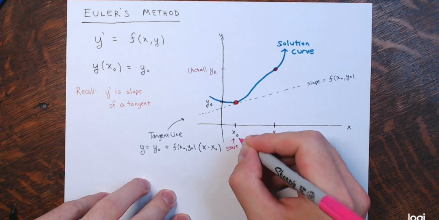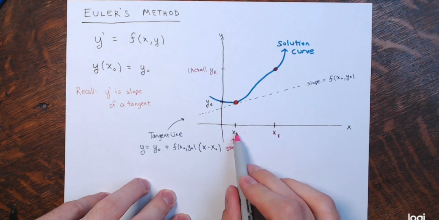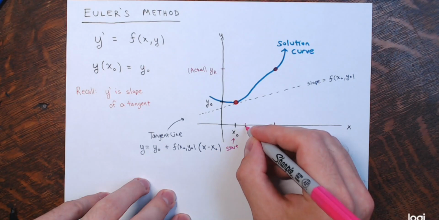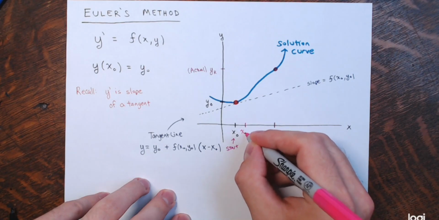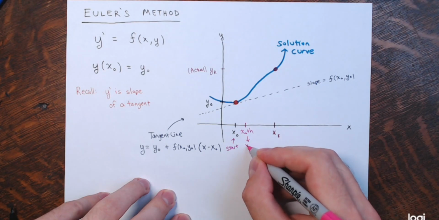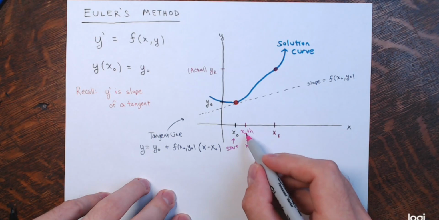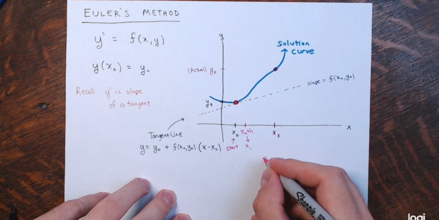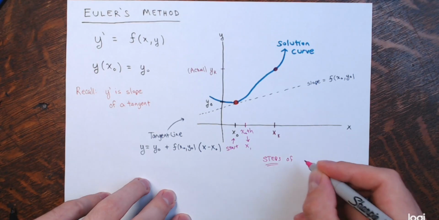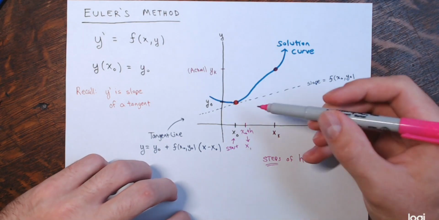I start at the point x0, y0, and I want to eventually get over to this x sub k here. So first I make a step, x sub 0 plus h, which I'll call x sub 1. So x sub 1 is x sub 0 plus h. We're going to have these steps of h units. Let's see where that takes me.